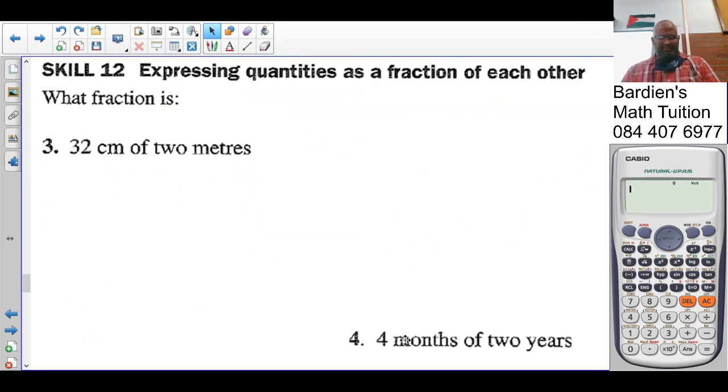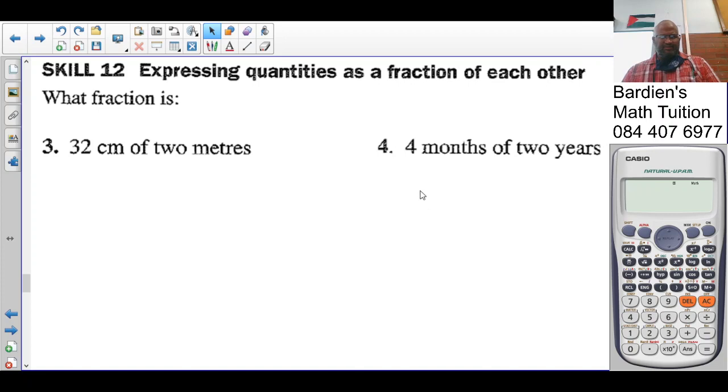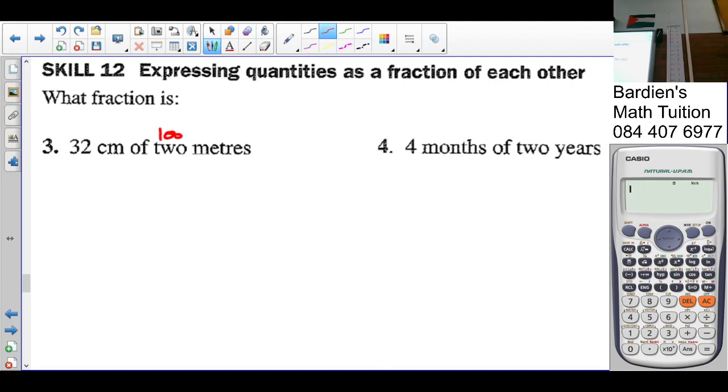Let's look at number 3. I'm going to go straight into it, because I need to mark the BODMAS as well. So number 3, 32 centimeters of 2 meters. Which one is smaller? 1 centimeter or 1 meter? Centimeters. How many centimeters are in a meter? 100. So this is going to be 100 multiplied by 2, which is 200. So 2 meters is 200 centimeters.